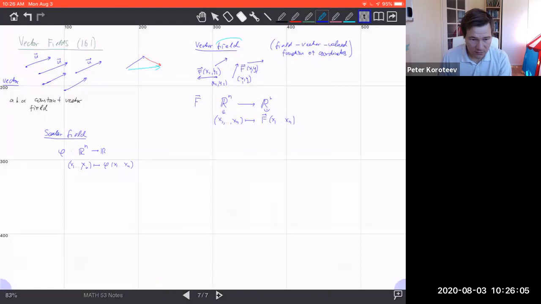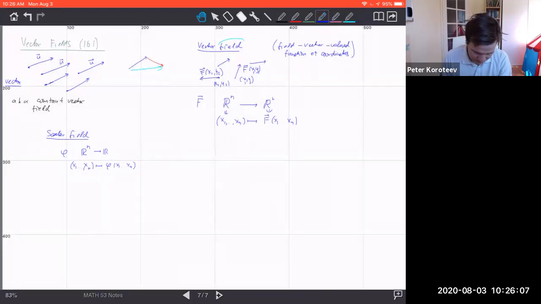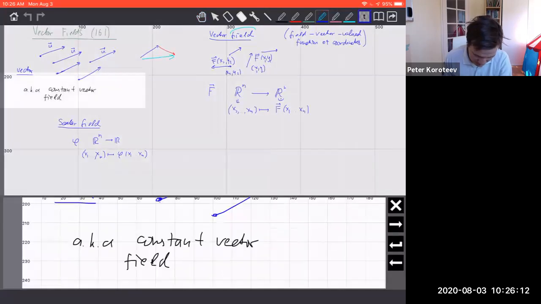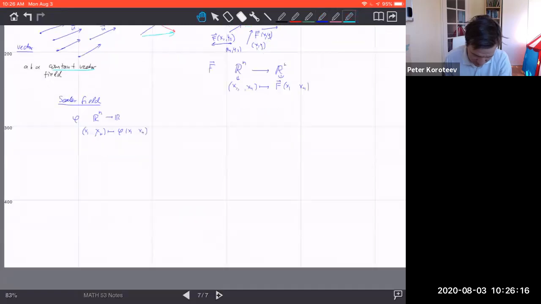Okay, so let's look at some examples. We already had the first example, the constant vector field. Okay, so let's write it down.